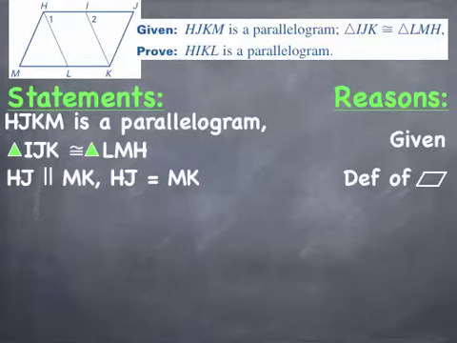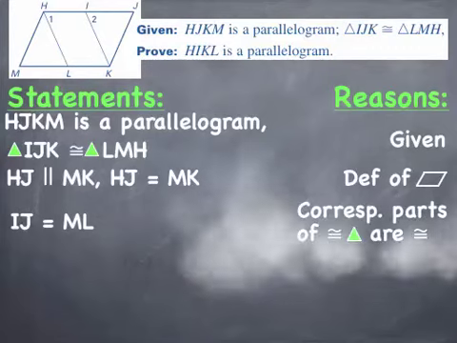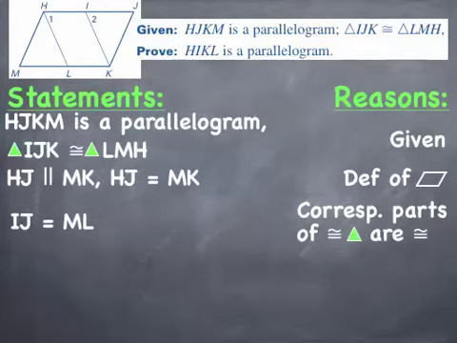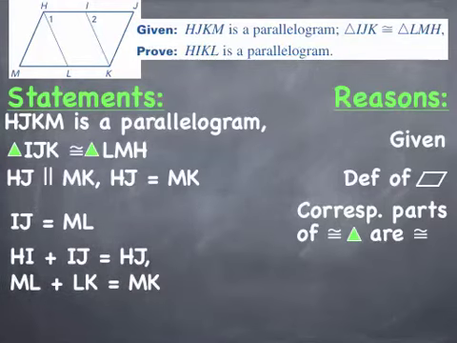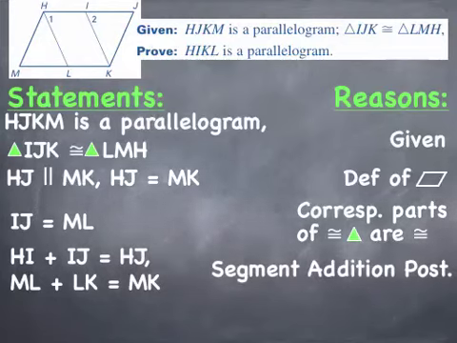Using this fact, we can also say that IJ is equal to ML because corresponding parts of congruent triangles are congruent. Next, I can say that HI plus IJ equals HJ, and we can say that ML plus LK equals MK, and that would just be the segment addition postulate.